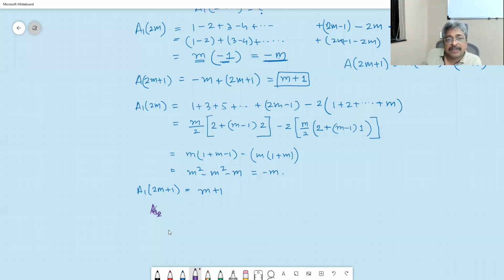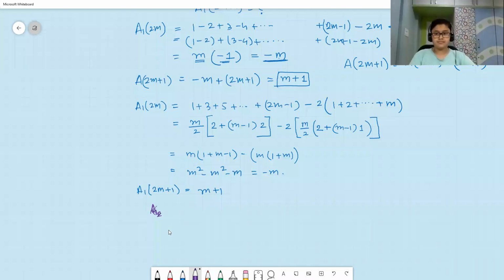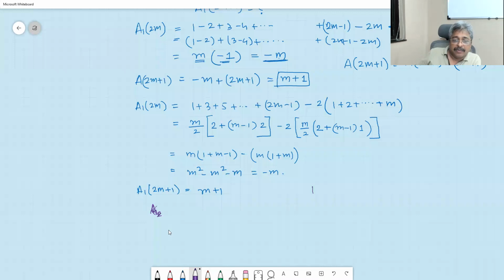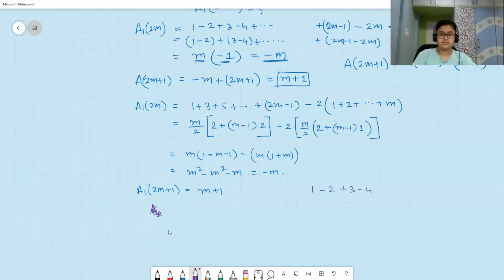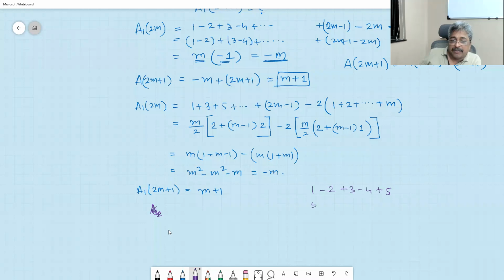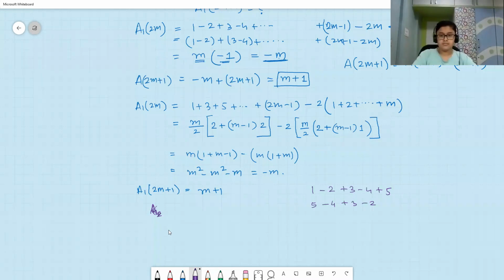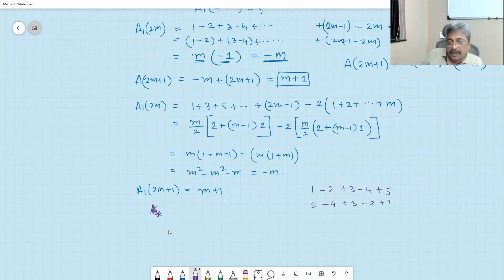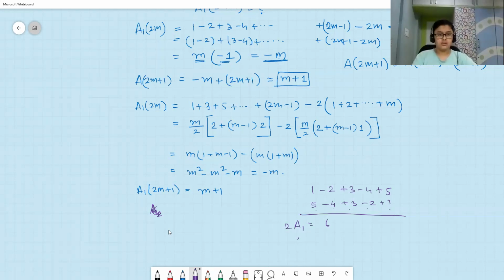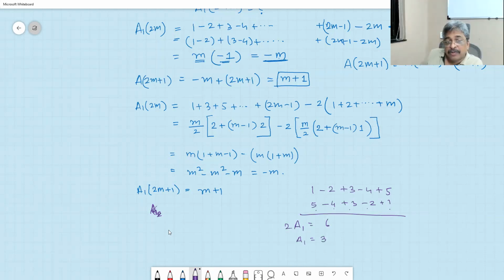Okay, let us check what happens. 2m plus 1, so you want odd numbers to be taken. Yes, sir. 1 minus 2 plus 3 minus 4 plus 5. Reverse and add: 5 minus 4 plus 3 minus 2 plus 1. Then you get 2 times A1 is equal to 6 minus 6 plus 6 minus 6 plus 6, and therefore A1 is equal to 3. Correct?